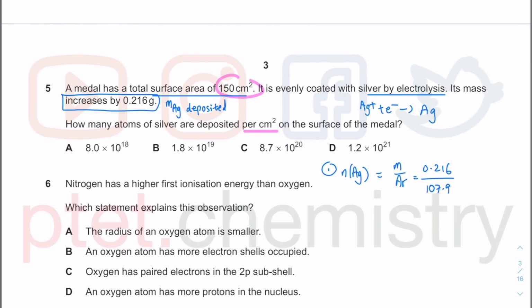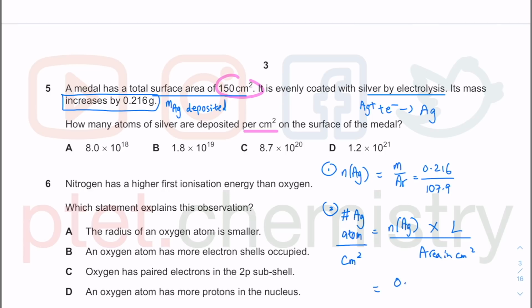So that is the mole. We know that the number of silver atoms is related to the moles of silver multiplied by the Avogadro constant. So it's 0.216 over 10. Well, actually, not yet, because they want the atoms of silver per cm square, so divided by cm square. I'm going to divide that straight away by the area in cm square.